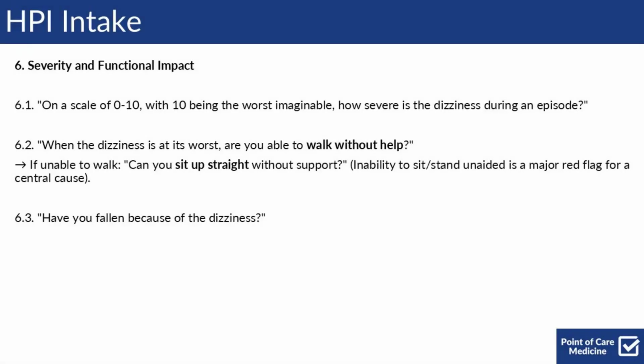It's also crucial to understand the severity and functional impact. Ask the patient to rate the dizziness on a scale of 0 to 10. Find out if they're able to walk without help when the dizziness is at its worst. If they can't walk, can they at least sit up straight without support? An inability to sit or stand unaided is a major red flag for a central cause. Also ask if they've fallen because of the dizziness.